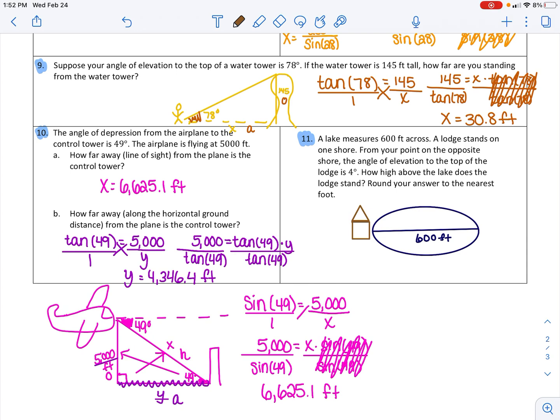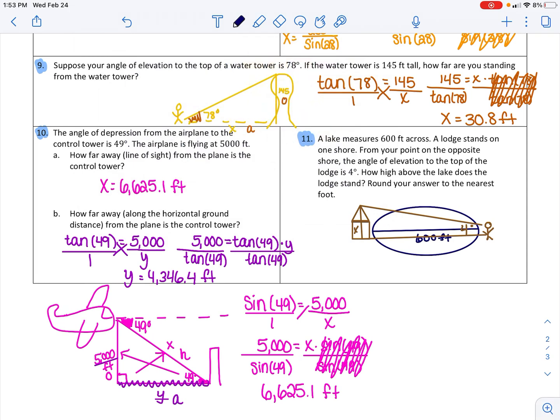It says from a point on the opposite shore, the angle of elevation to the top of that lodge is 4 degrees. And then it wants to know how high above the lake does the lodge stand. So if we measure that distance across, we are 600 across. We have a 4-degree angle, and we want to know how high that lodge is. So we want to find x.